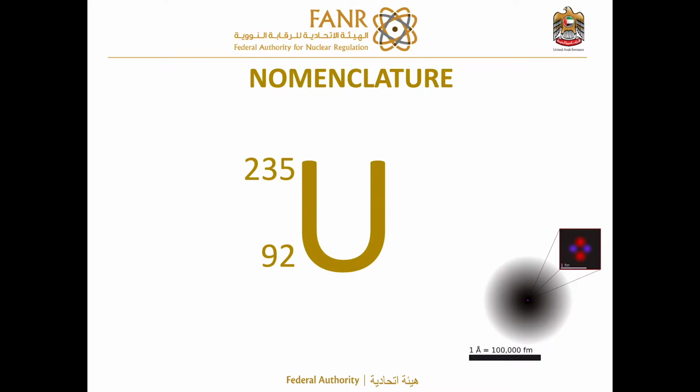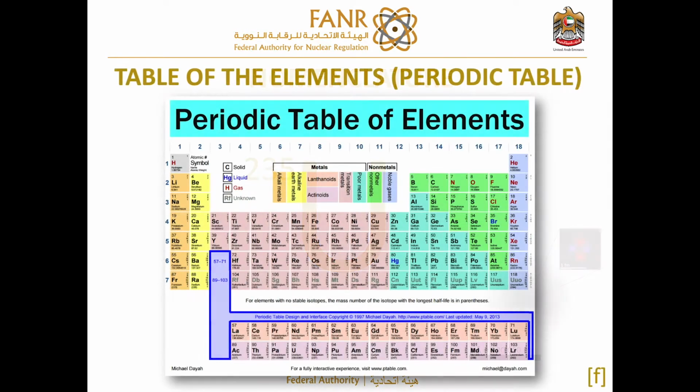In many cases in nuclear physics and in our applications, a specific isotope is indicated only by its chemical symbol and the mass number. So it will be uranium 235, without indicating either the number of protons, which is already given by the chemical family, or the number of neutrons, which you can obtain if you know Z.